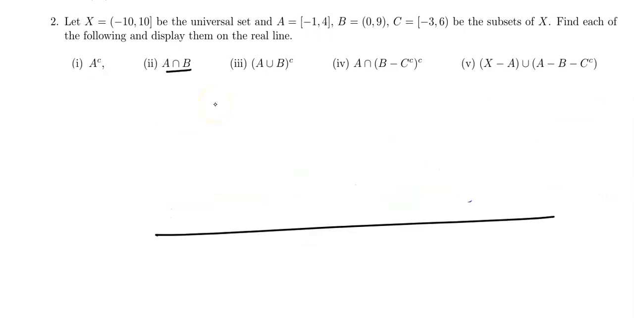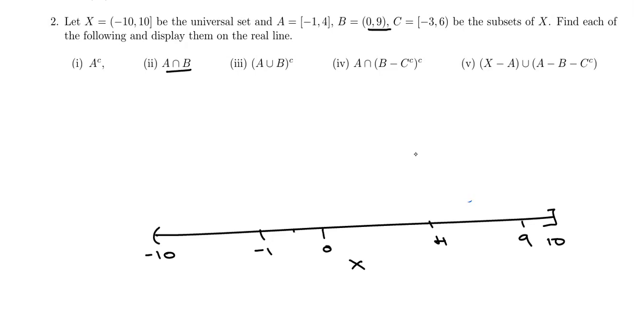We are now on A intersection B. Our first thing, we draw our real line, which is running from negative 10 up to 10, with included and not included ends. Our first thing now is to write A. We know that A is from negative 1. Let's say negative 1 is here. Okay, and our 4 is here. So all these are included. Our B is starting from 0, so we can indicate 0 here. We can estimate 0 can be here. Then our 9, it is almost at 10 here. It's going to be here.